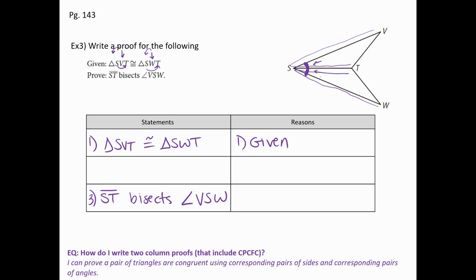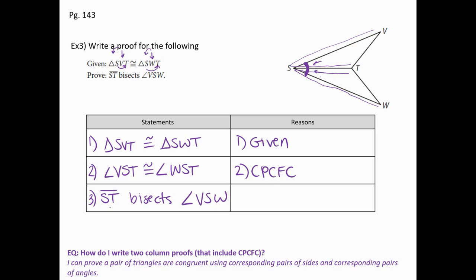Since the order matches up, those angles have to be matchy-matchy. Because we are told those triangles are congruent, those smaller angles would have to be congruent. So I would say angle VST is congruent to angle WST. And my reason is CPCFC. Corresponding parts of congruent figures are congruent. Because we know the triangles are congruent, we know those smaller angles are congruent.